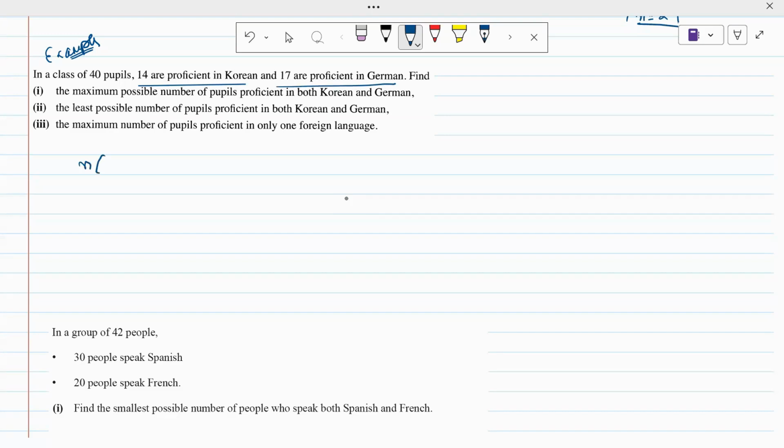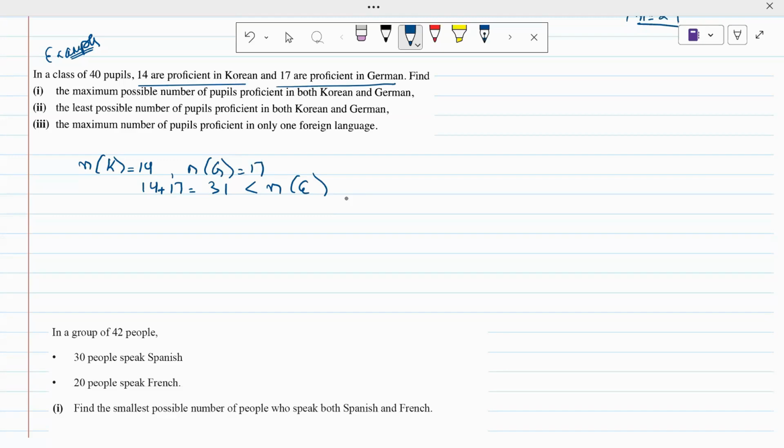So n of Korean is 14. n of German is 17. And when you add them up, 14 plus 17 is 31. And this 31 is less than the universal, which is n of P. So that means disjoint sets are possible here. Okay. So we have to consider the case of disjoint sets as well. Unlike the previous question, where disjoint sets were not to be considered, here we have to consider the disjoint sets also.